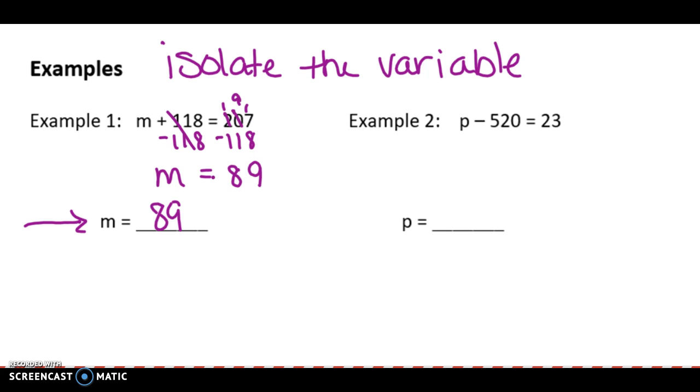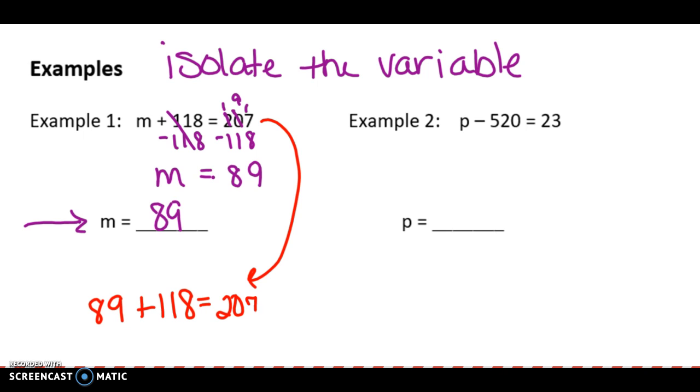If I want to, I could plug it into the original equation to check it. So 89 plus 118 is, in fact, 207. All right, so example 2, I see P minus 520, so I want to do the opposite of minus 520, and I want to add 520.